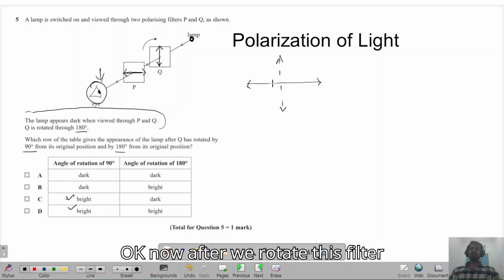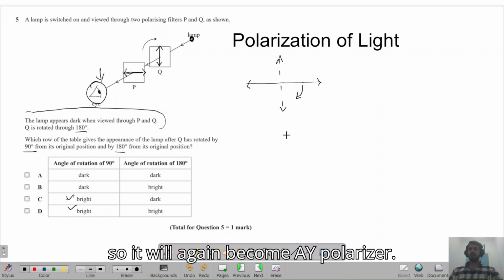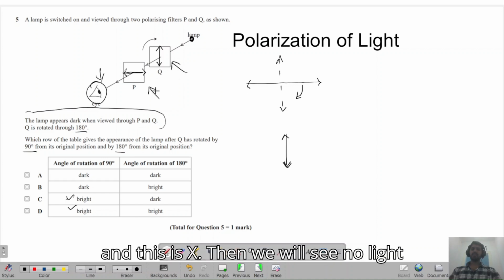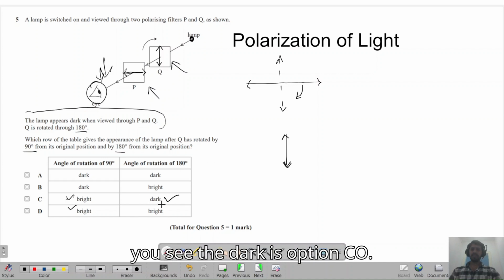Okay, now after we rotate this filter Q by another 90 degrees, it will again become a Y polarizer. So we know that if this is a Y polarizer and this is X, then we will see no light on this side, so it will be dark. And you see the dark is option C.